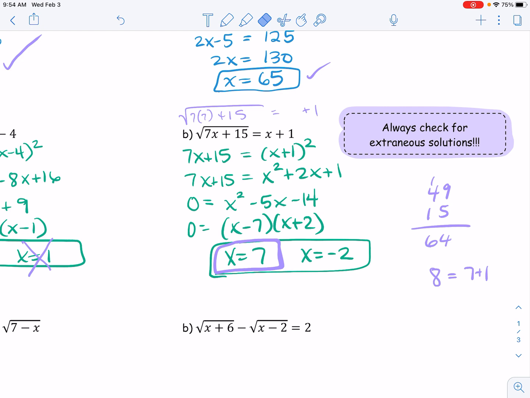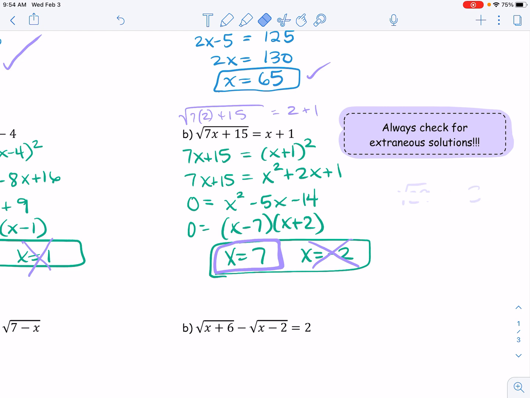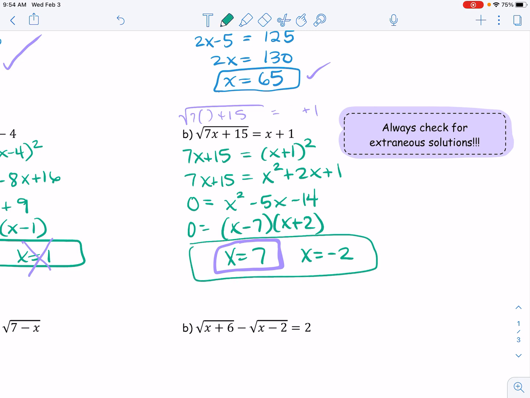Now let's try 2. So 7 times 2 is 14. 14 plus 15 is 29. Square root of 29, does that equal 3? No. Oh, hold on, my bad. It was a negative 2, not a positive 2. Well, that'll change it. All right, let's try this again.